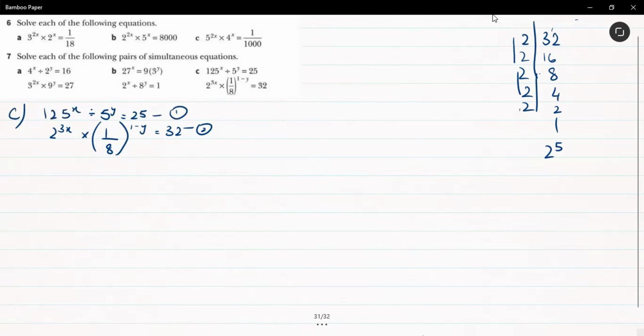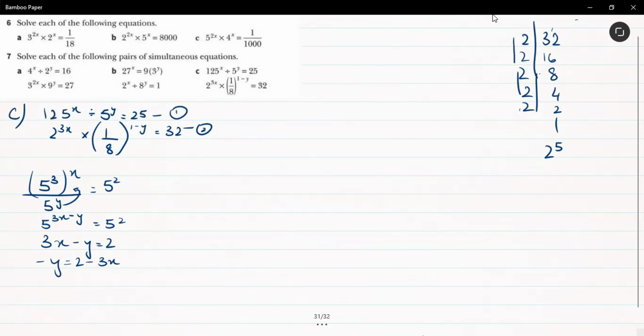Okay, now for the first equation, I'm going to say 5 cubed, raised to the power x, divided by 5 raised to the power y is equal to, 25 is equal to 5 squared. So I get 5 raised to the power 3x minus y, because we bring the denominator into the numerator, is equal to 5 squared. So from the first equation we get 3x minus y is equal to 2. Negative y is equal to 2 minus 3x, and y is going to be equal to, obviously, 3x minus 2. This is our equation number 3.